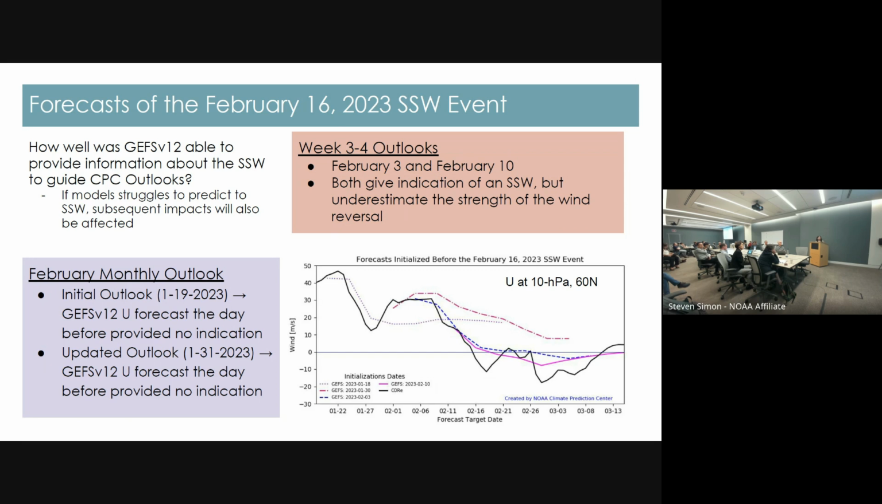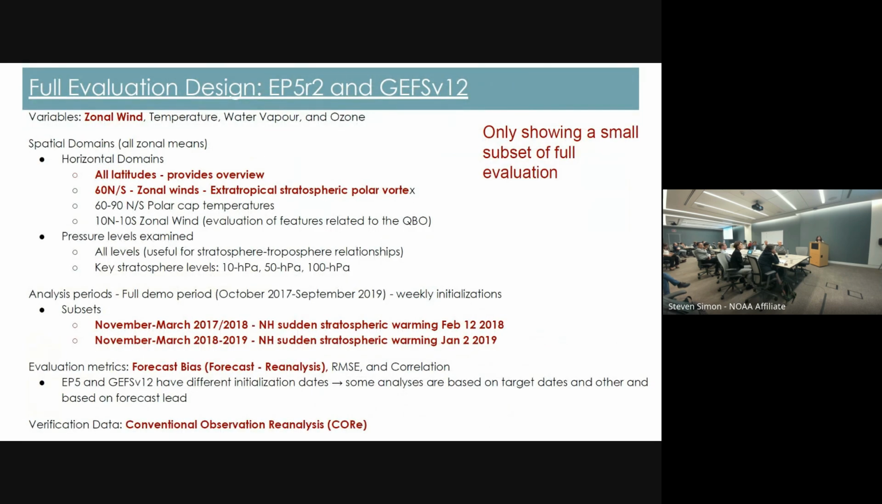So this is one thing we want to look at when it comes to all of these EP evaluations and prototypes. I'm not going to go through all of this. I'm focusing on one aspect. This was the full evaluation that I did. I'm going to focus on the things in red here. So I'm really only going to talk about zonal wind, the Northern Hemisphere polar vortex.